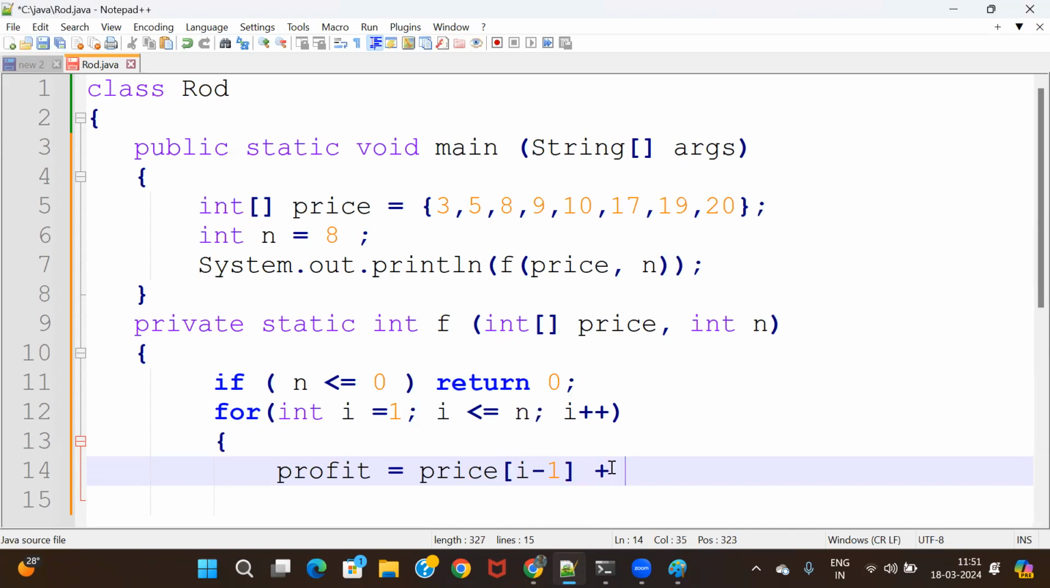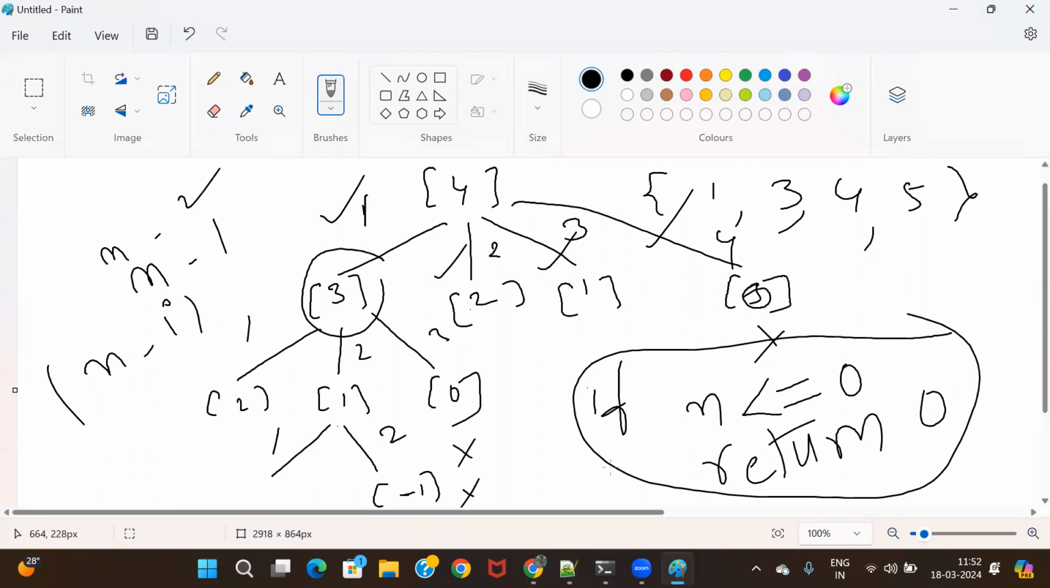Plus, you already cut a piece of length i. So what is the remaining length? n minus i. So solve the problem for the remaining length. Solve the problem for the remaining length.